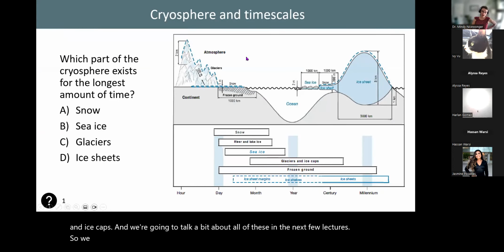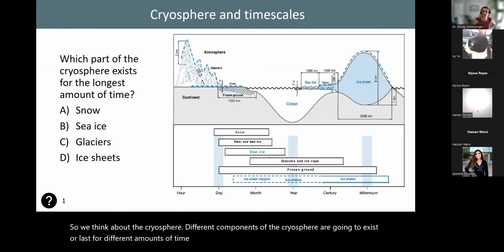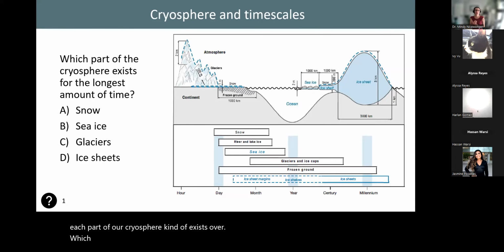When we think about the cryosphere, different components are going to exist or last for different amounts of time. This is showing us the different time scales that each part of our cryosphere exists over. Which part of our cryosphere has the longest lifetime, or exists for the longest amount of time?